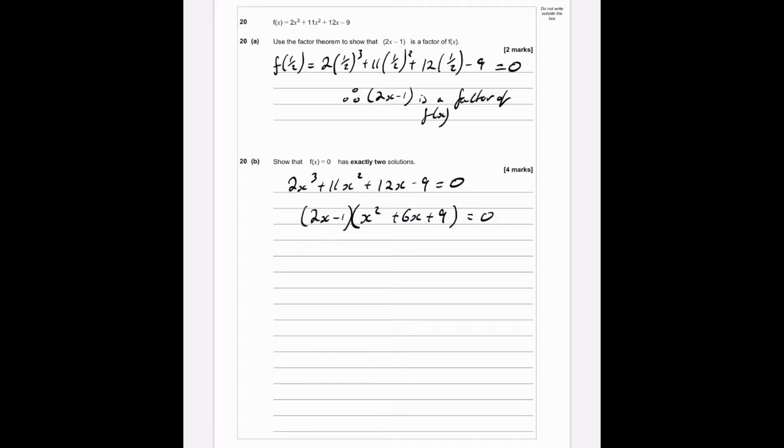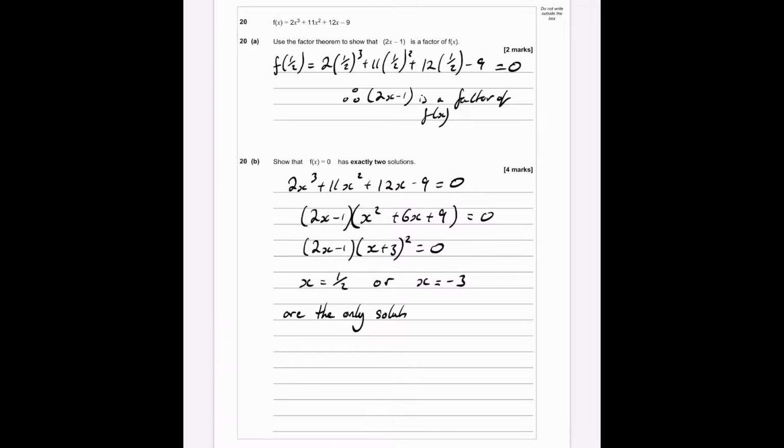Some people like just factorising out a linear expression from a cubic like I have, or some people much prefer to just carry out the long division. Nothing wrong either way. The quotient you're left with, x squared plus 6x plus 9, factorises to x plus 3 squared. And therefore the solutions to f of x being equal to 0 must come from that, and the only two solutions that come from that are a half and negative 3, and there are no other solutions.